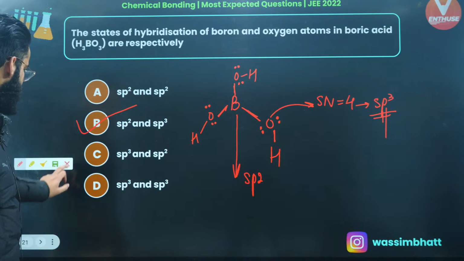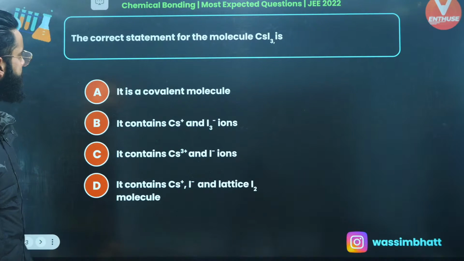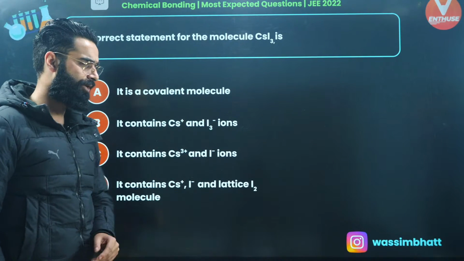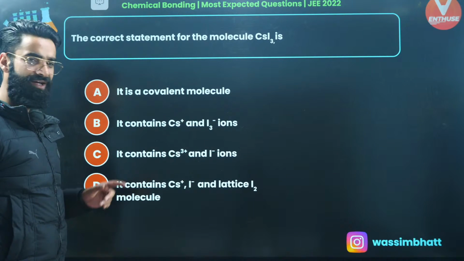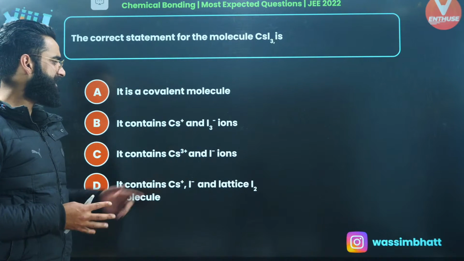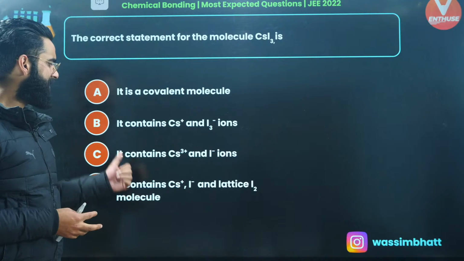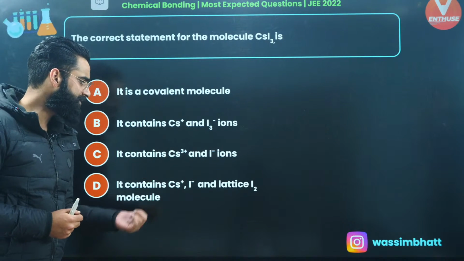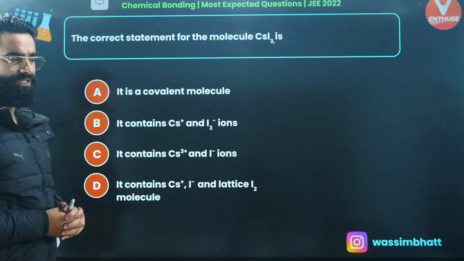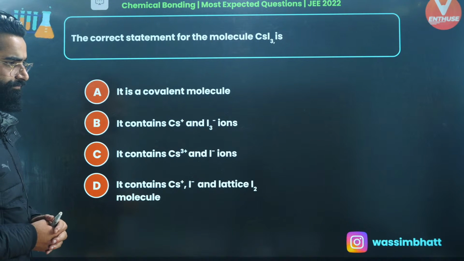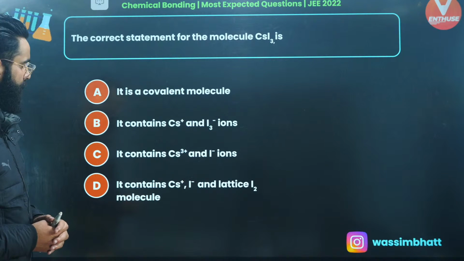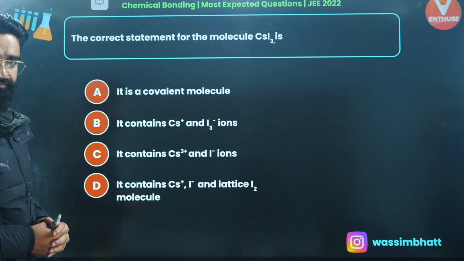Simple, basic, right? The correct statement for the molecule CsI3. What do you think about this one? Look at all the options carefully. It's a covalent molecule. It contains Cs+ and I3- ions. It contains Cs3+ and I- ions. It contains Cs+, I-, and lattice I2 molecule. What do you think about this one?